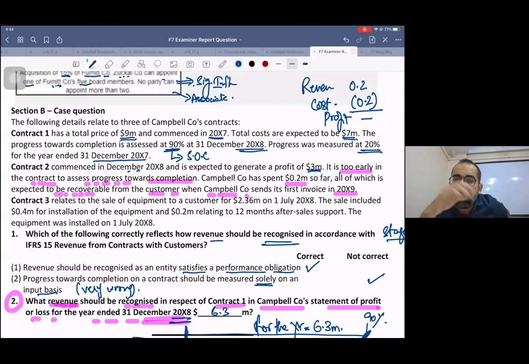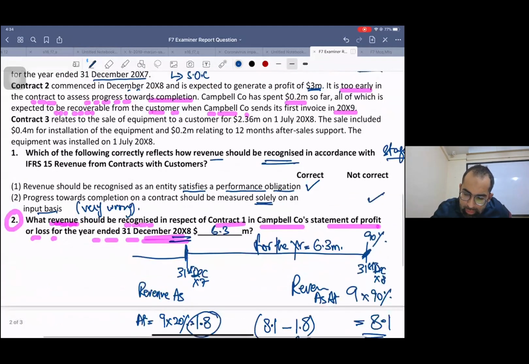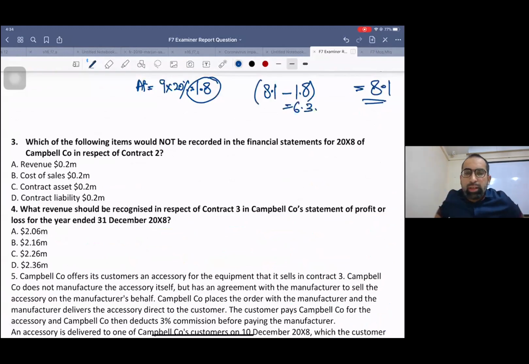Let me show you the question now. Read this: which of the following items would not be recorded in the financial statements? Read the requirement. The examiner especially highlighted this. The answer is D. Yes, we'll record the revenue of 0.2 million. We'll record the cost of sale of 0.2 million. We'll record the contract asset of 0.2 million, but no contract liability. So the answer for question number 3 is D.